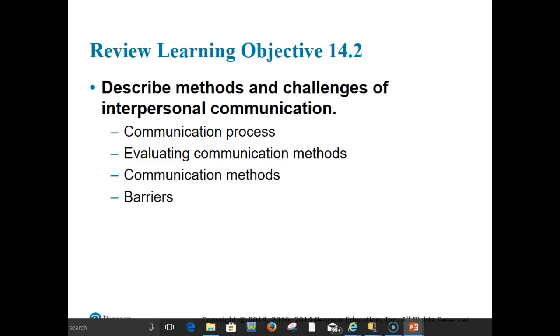In review of our second learning objective, the communication process contains 7 elements. First, a sender has a message. A message is a purpose to be conveyed. Encoding converts a message into symbols. A channel is the medium a message travels along. Decoding happens when the receiver retranslates a sender's message, and then finally, feedback occurs.